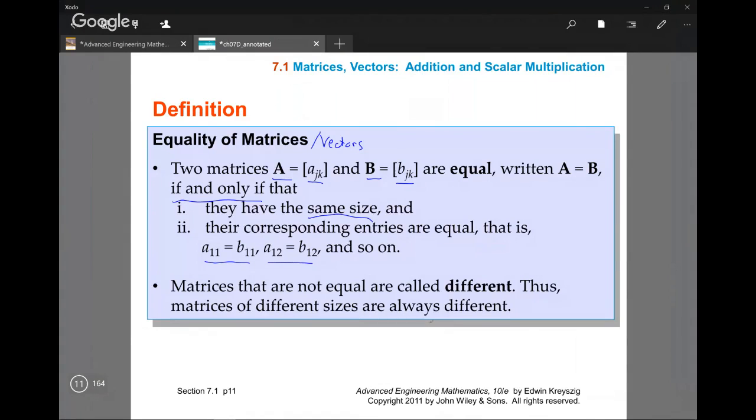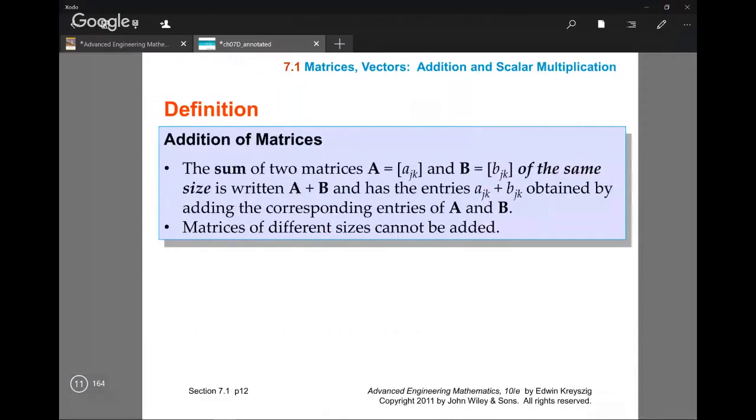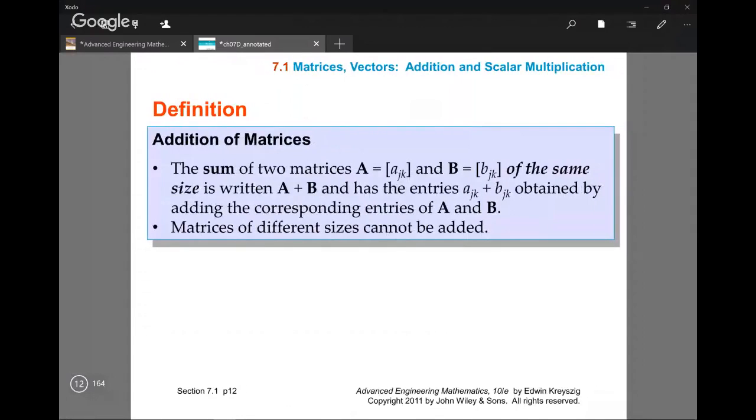are the same. So, for example, 1, 2, 3, 4 is the same as 1, 2, 3, 4, right? But if I give you 1, 2, 3, 4, 5, 6, this is not equal to the other 1, 2, 3, 4, 5, 6 arranged differently. Even though it has the same elements, this has 2 rows and 3 columns, this has 3 rows and 2 columns. So they're not equal. They are different. Okay.